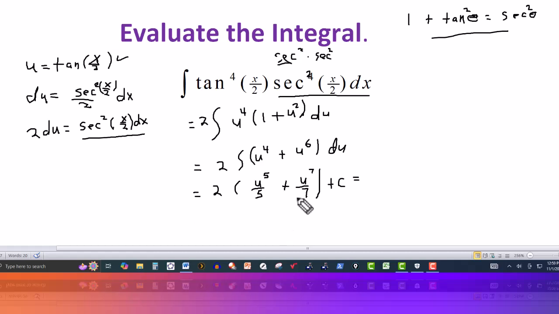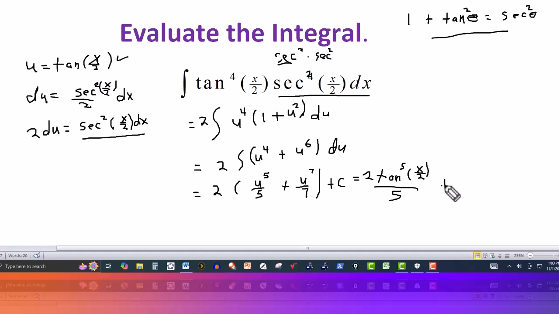And then we just go back to the original variable. So when you have a u, you put tangent of x over 2. So this will be tangent to the fifth of x over 2, and then it's times the 2 here, so this will be 2/5 in front. I'm multiplying the tangent to the fifth of x over 2 by 2/5.